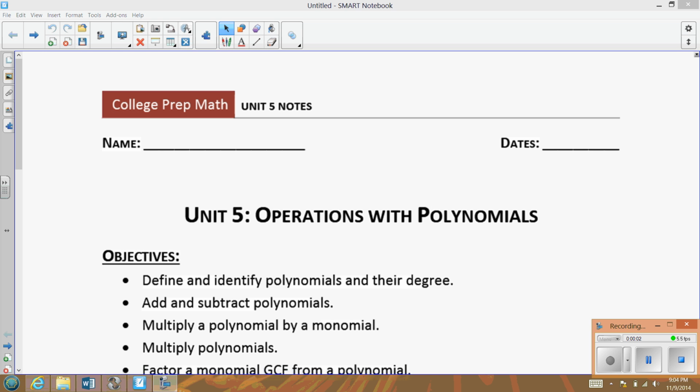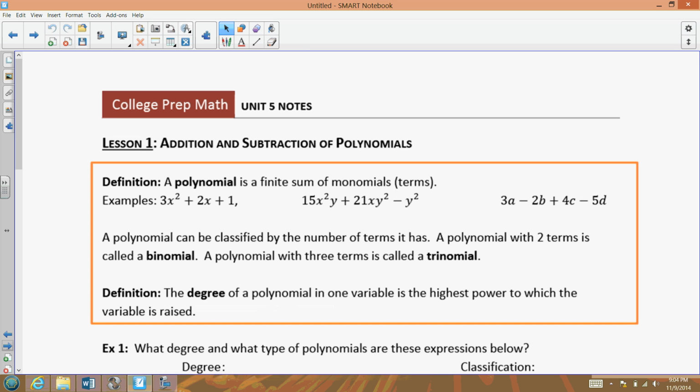In Unit 5, we're going to focus on operations with polynomials. So this includes adding, subtracting, multiplying, and dividing. And we're also going to look at factoring, so how to rewrite a polynomial into a product. So the first thing that we're going to look at in this unit is addition and subtraction of polynomials.